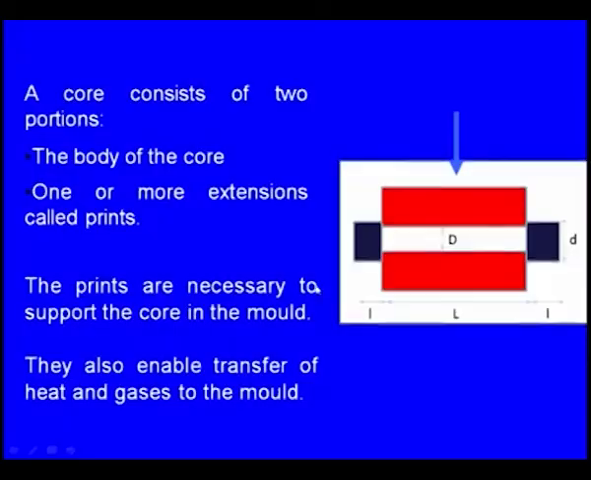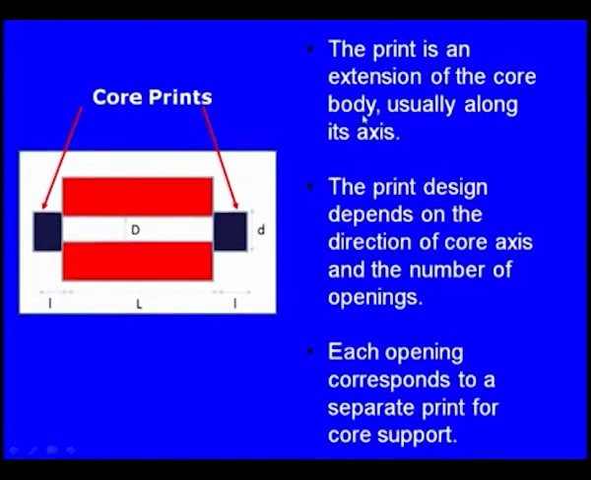The prints are necessary to support the core in the mould. They also enable transfer of heat and gases to the mould. So, these core prints transfer the heat to the mould. The print is an extension of the core body, usually along its axis. We have seen that the core has an extension, generally along the axis. So, this is the core print and this is also the core print.